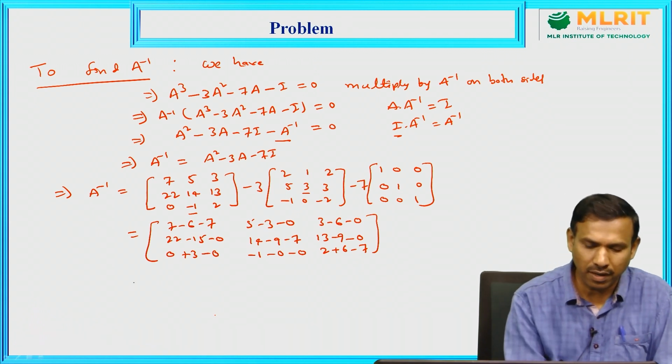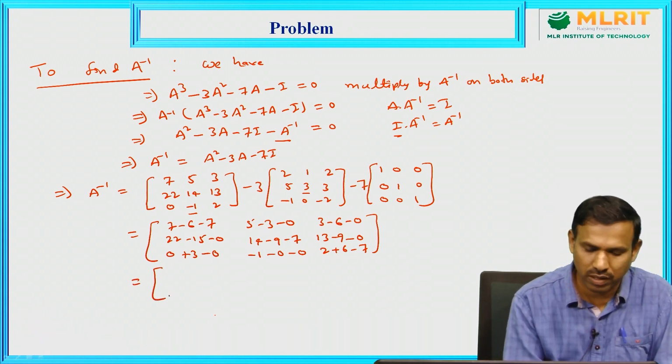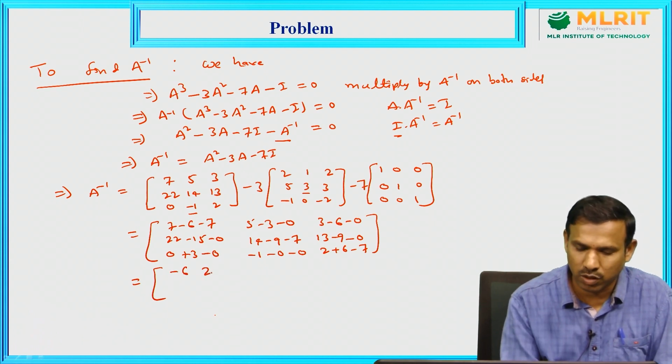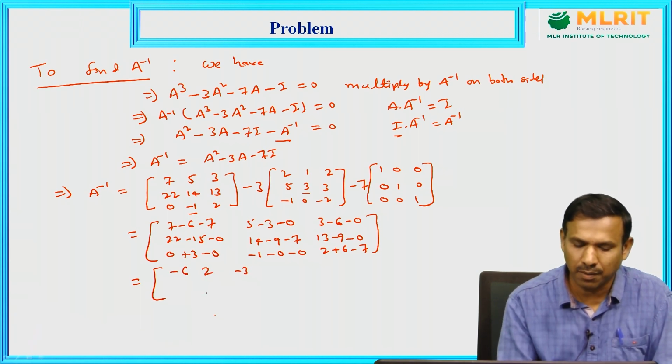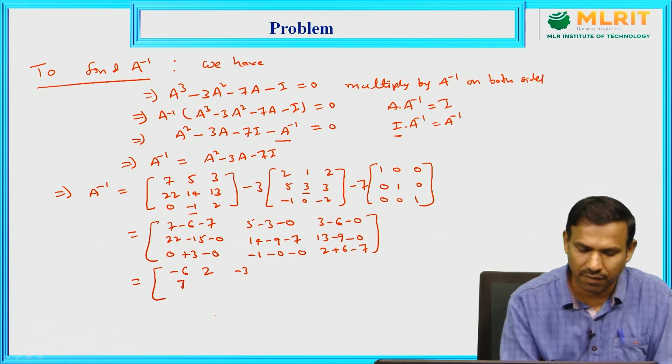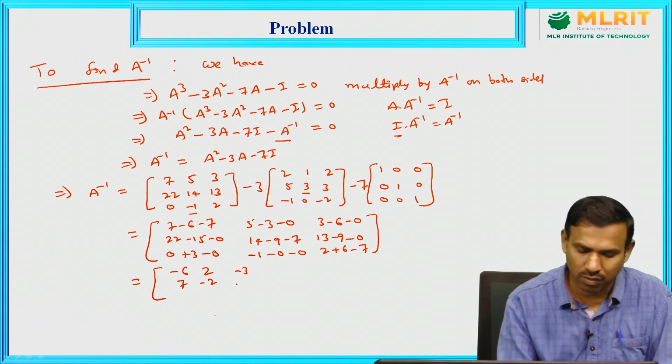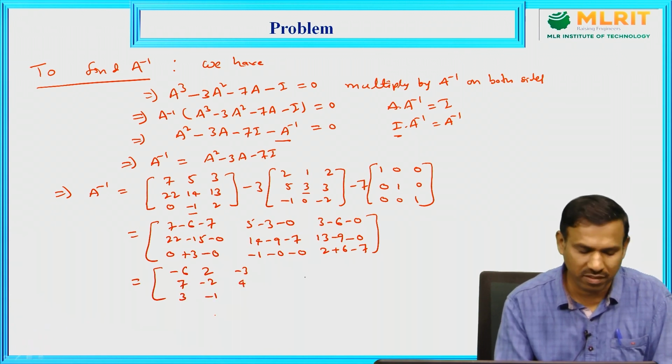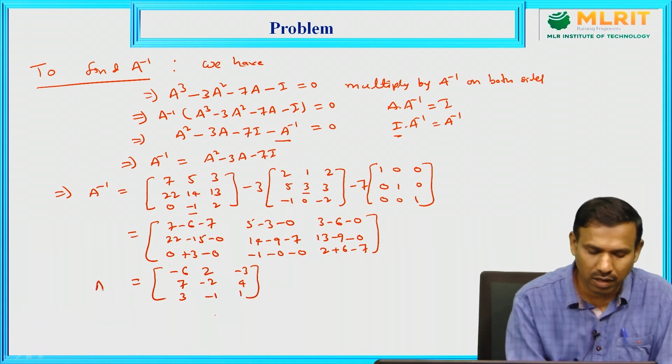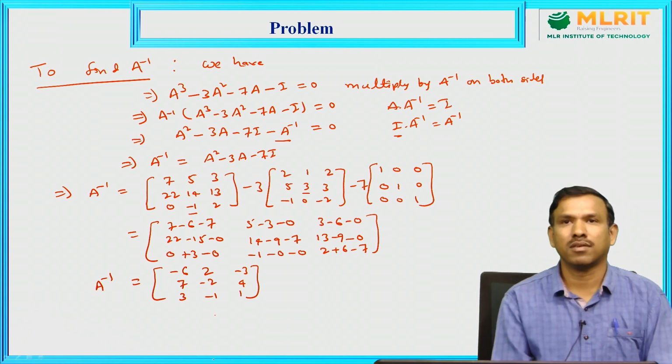So, simplifying, we can easily get the values. That is 7, minus 7 plus 7 gets cancelled, minus 6, 5 minus 3, 2, 3 minus 6, minus 3, 22 minus 15, 7, 14 minus 16, that is minus 2, 13 minus 9, 4, 3, minus 1, 2 plus 6, 8, 8 minus 7, which is 1. This is the required A inverse.